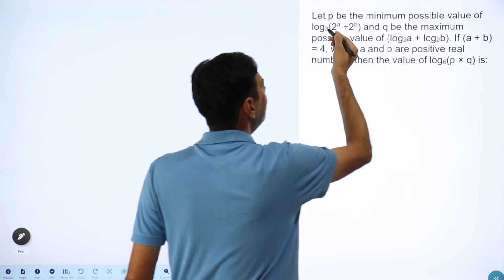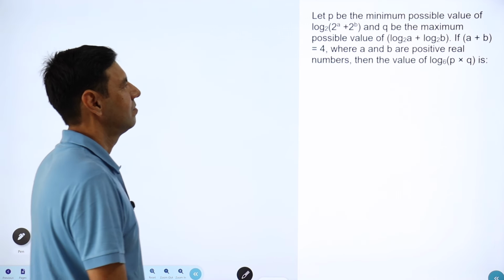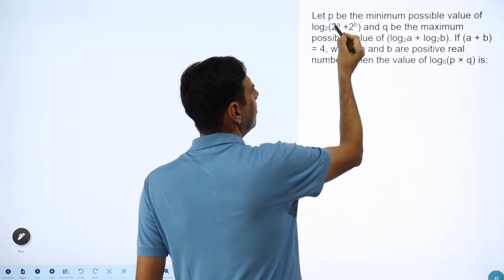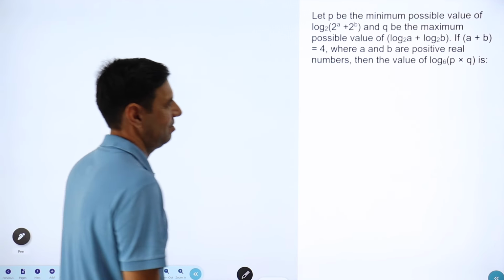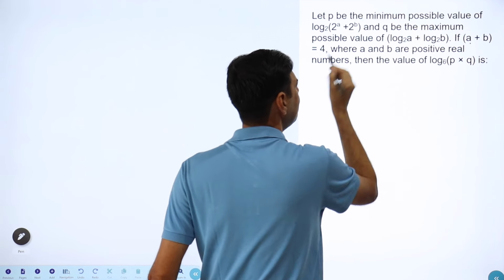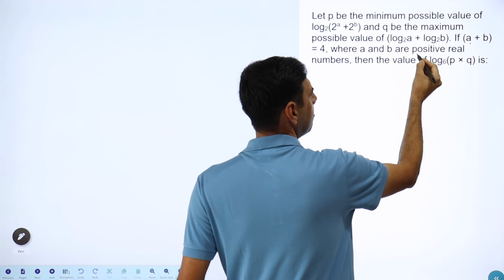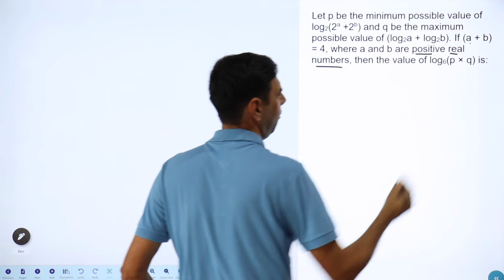P is the minimum value of this log, with A and B being there, and Q is the maximum value of another expression. And we are given that A plus B is 4, where A and B are positive real numbers. Then what is the value of this log?